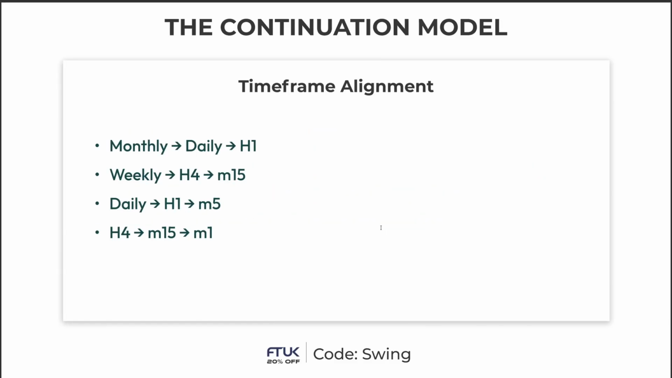Now here comes the time frame alignment. There are certain time frames that you want to look into. For your high time frame, if you want to trade on the 1 hour chart, you want to select the monthly chart as your higher time frame. For the middle time frame, it's going to be daily. Then if you want to trade on the M15, it's going to be weekly, H4 and M15, and then daily, H1, M5, and H4, M15, M1. I have personally traded on the M1, but it works on all of these alignments.